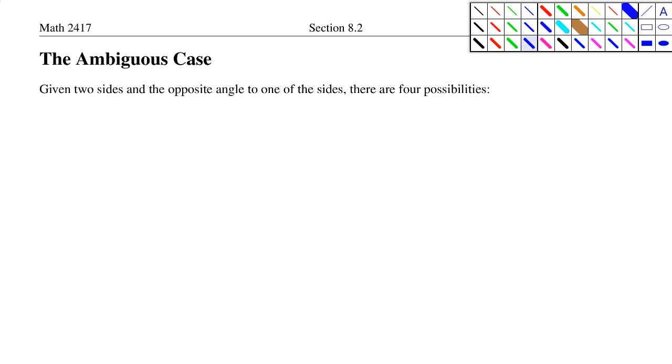Now let's turn our attention to the ambiguous case. Given two sides and an opposite angle to one of these sides, there are 4 different possibilities. So first let's analyze this. This is going to be side-side angle. And let's say that you're given little a, little b, and the angle capital A. Now these letters can change. So what we're doing here is sort of the theoretic part. So just be cautious of that when you do the assignments and the homework.